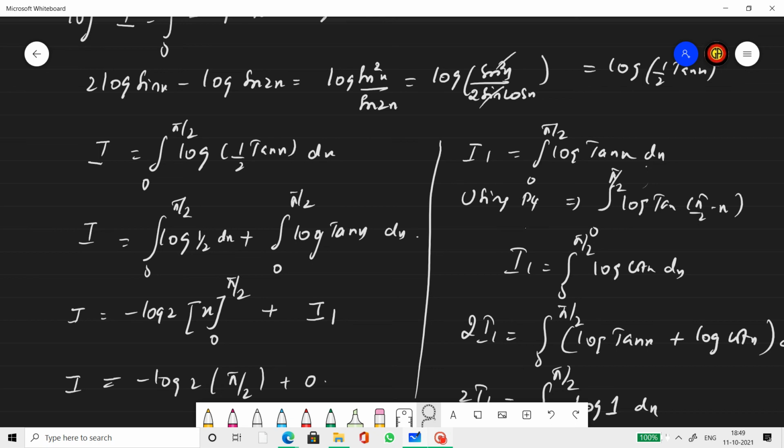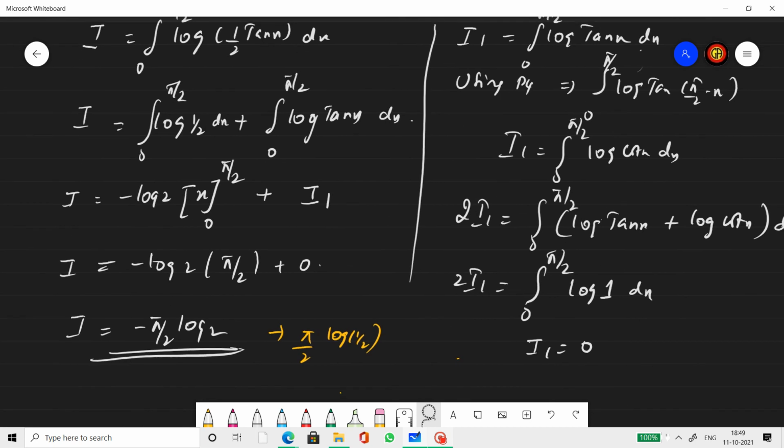Now log tan x, I'm using property 4 here. So far I didn't use the property, I'm using it only now. So with this, log tan(pi by 2 minus x) becomes log cot x. And adding I1 plus I1, you get 2I1. And then you get log tan x plus log cot x, which is log tan into cot. Log A plus log B is log AB. So it becomes log tan into cot. Tan into cot is 1. So log 1 is 0. Therefore I1 is 0. Therefore the answer of I is only this: either minus pi by 2 into log 2 or pi by 2 into log half.